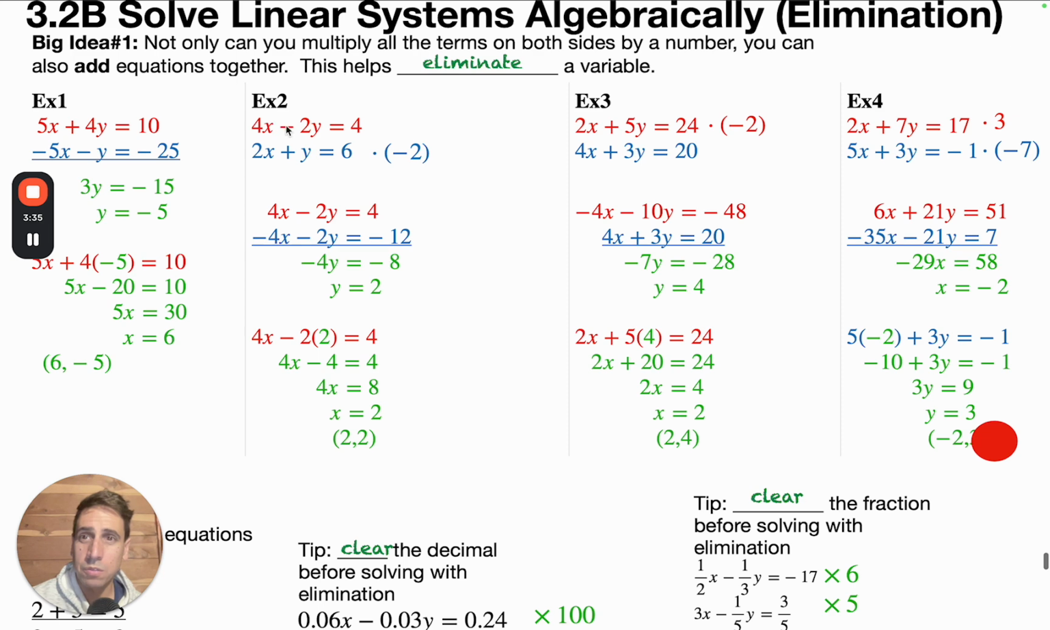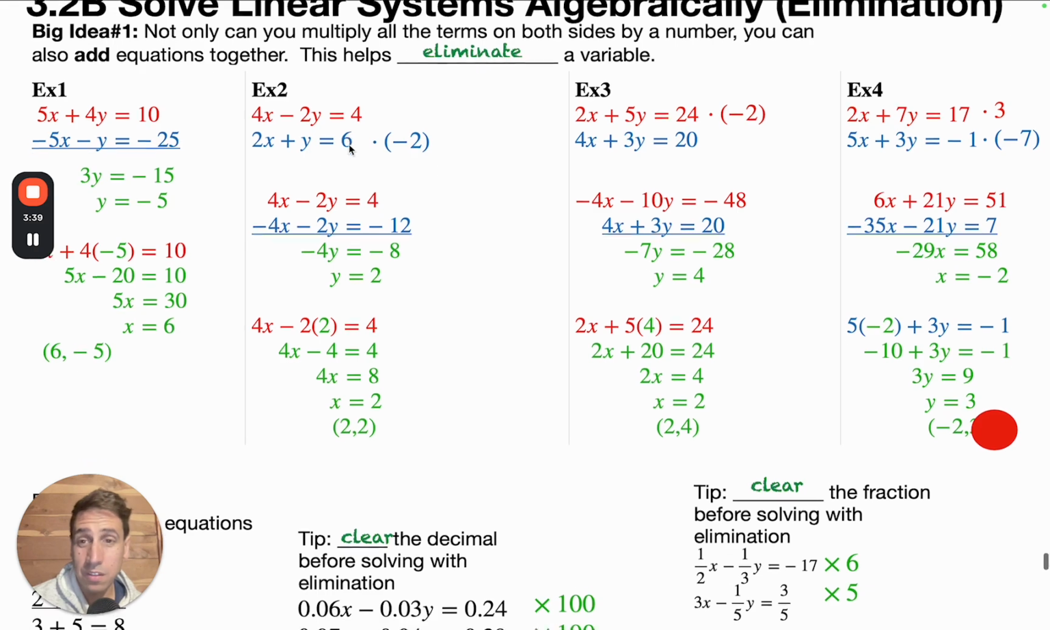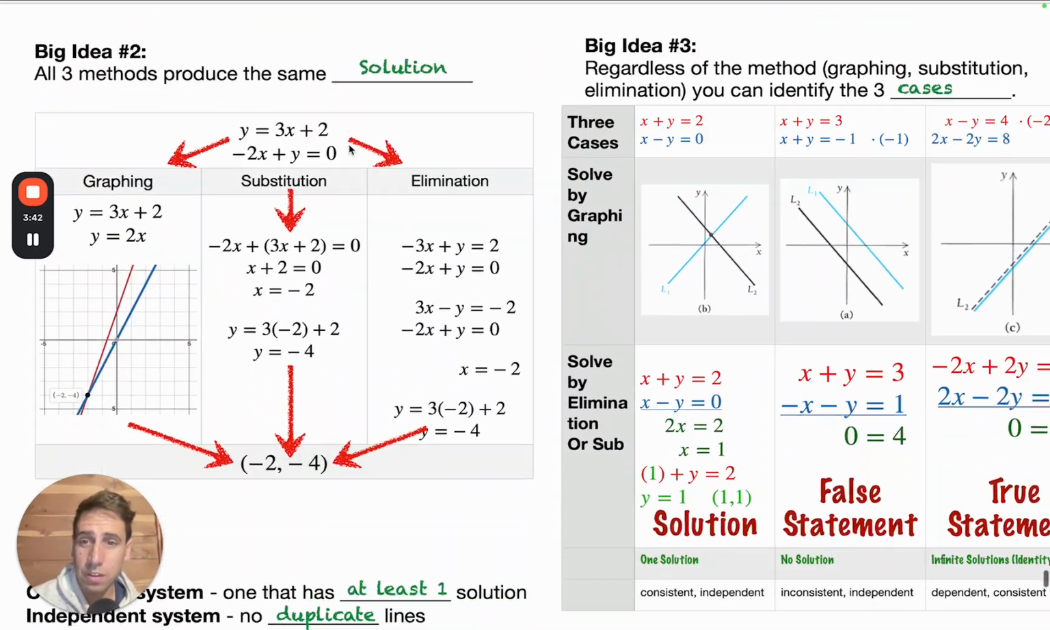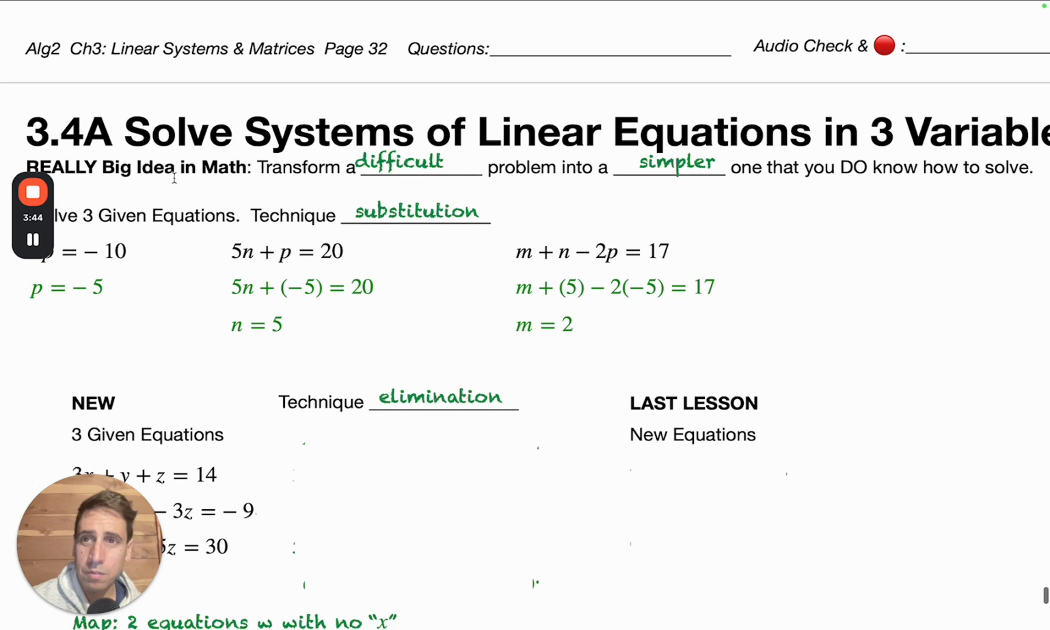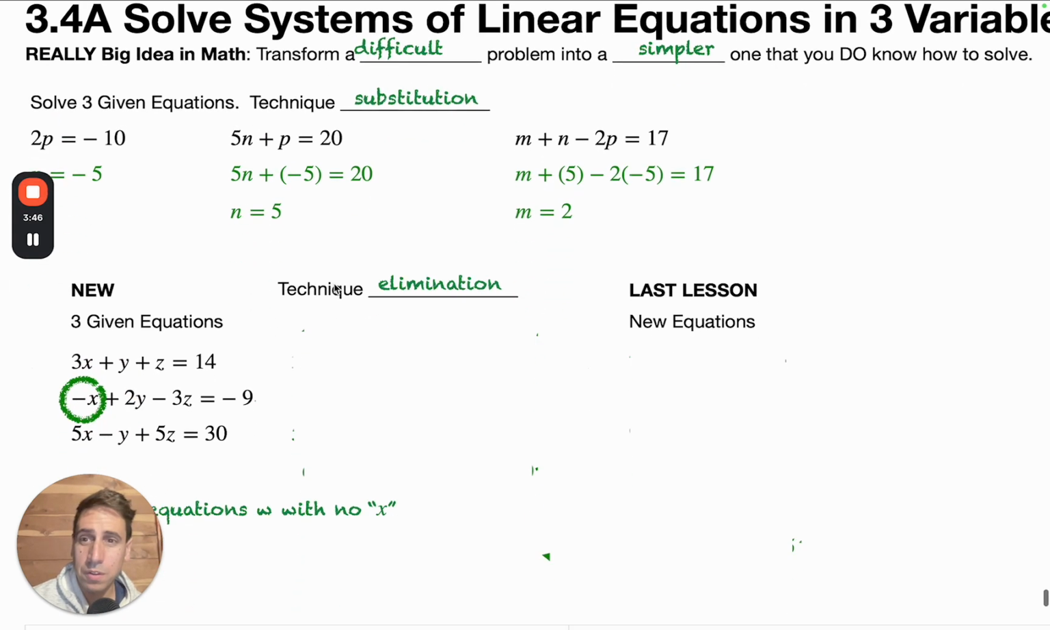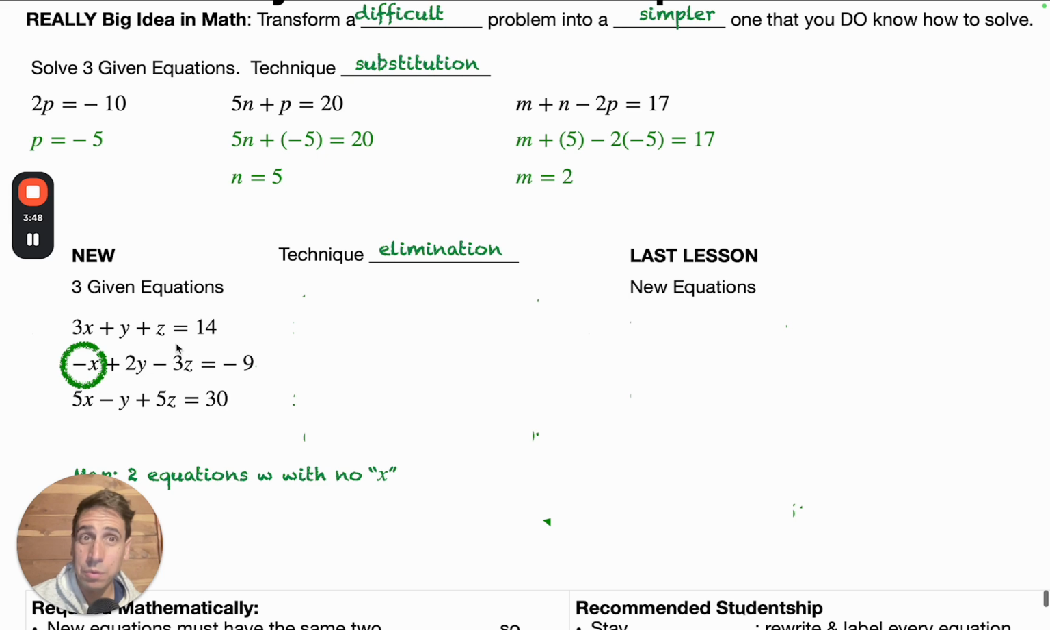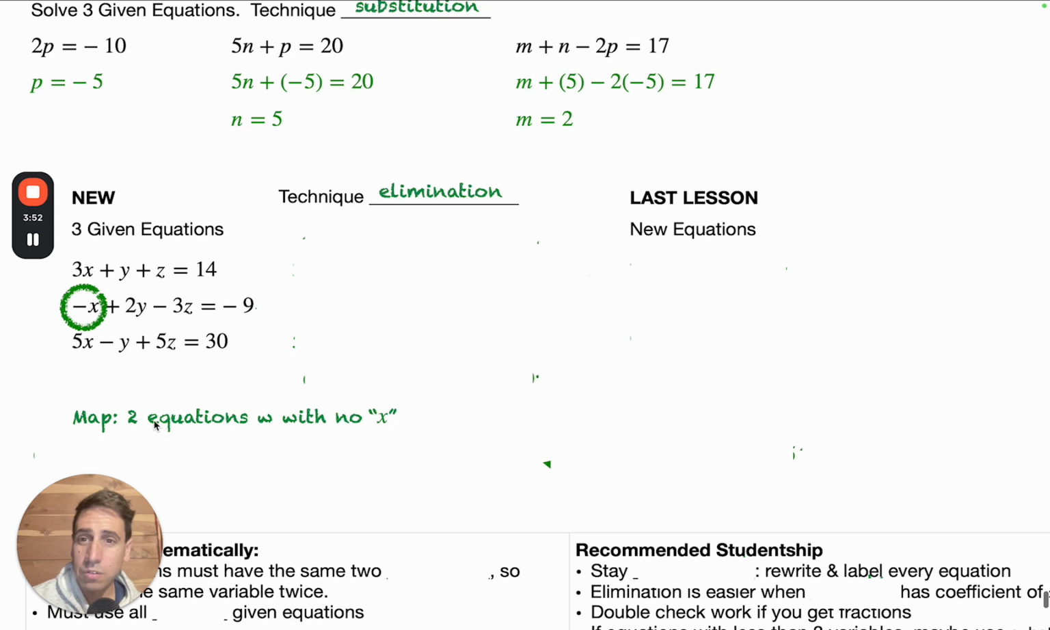Here's two equations with only two unknowns. So you see there's no z, and that's solvable. We know what that looks like. So I'm going to try. The really big idea in math is to transform a difficult problem like this into a simpler one that I do know how to solve. So I'm going to try and create two equations with no x. In order to keep track of things, I think what I really need to do is label these equations A, B, and C.